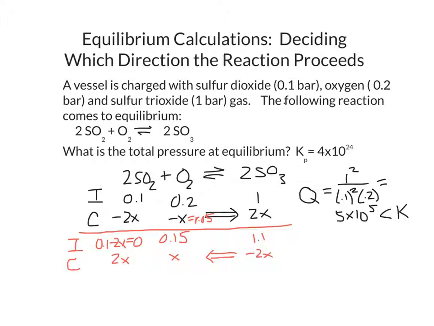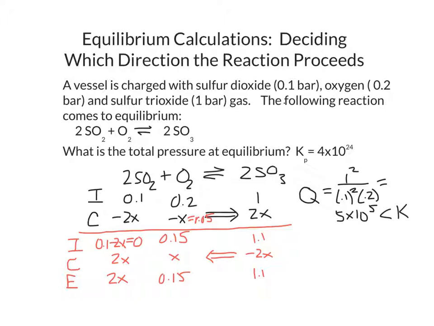Now, if we've done this correctly, x should be small, and that means that I can ignore x relative to any initial concentrations that I have. So I should be able to ignore x relative to 0.15 and ignore 2x relative to 1.1. And so I should be able to write that at equilibrium I have 2x of the sulfur dioxide, approximately 0.15 of the oxygen, and approximately 1.1 of the sulfur trioxide.